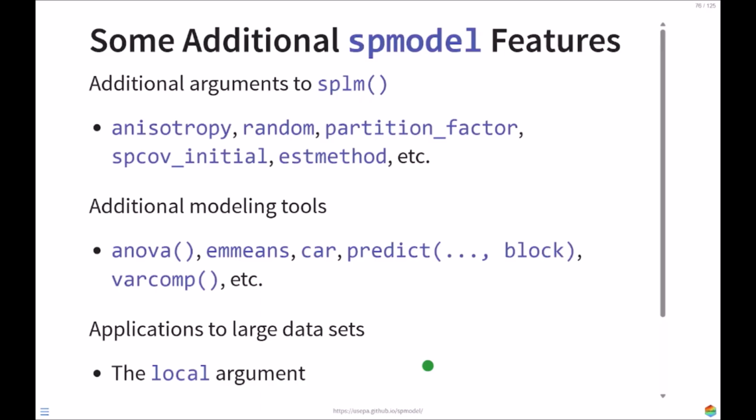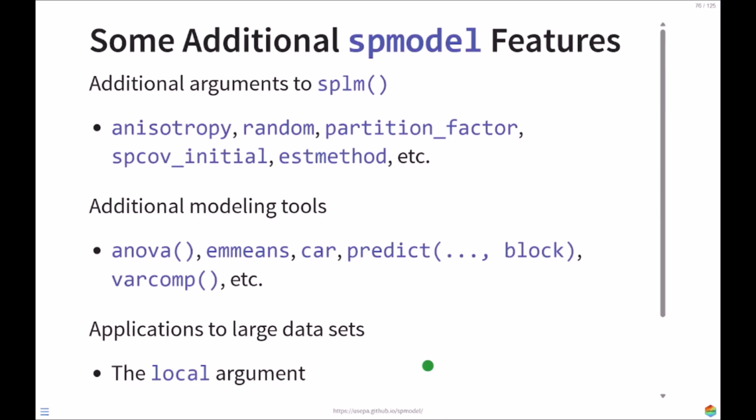And so you could control that through the anisotropy argument. The random argument is for non-spatial random effects, so you would use the same syntax to specify these as you would with LME4 or NLME if you have a non-spatial thing to account for, like year, for example. Partition factor imposes some additional constraints on a spatial covariance function. Suppose that you had two fields that were far apart and you wanted to model spatial covariance within fields but not across fields. You would specify field as a partition factor there.